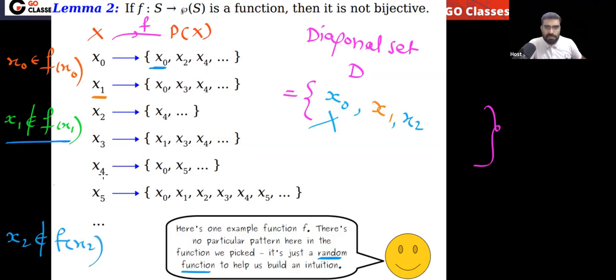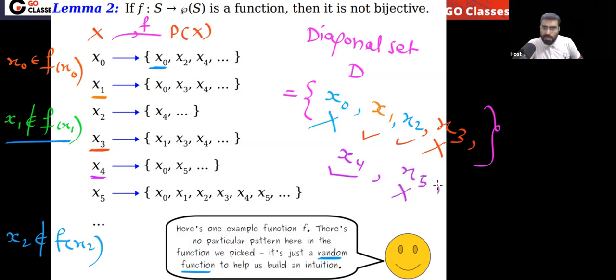Okay, what about X3? I will not put X3. What about X4? I will put X4, right? What about X5? I will not put X5, and so on. Yes or no? Is this clear? Please tell me.